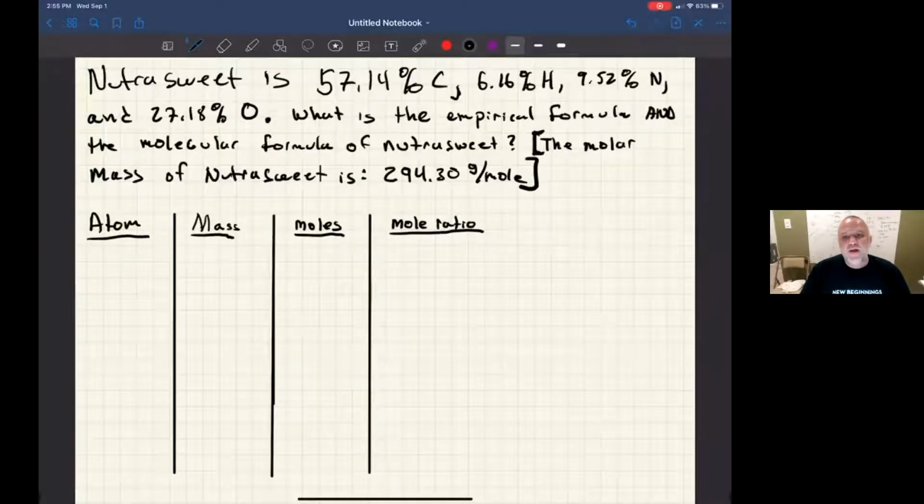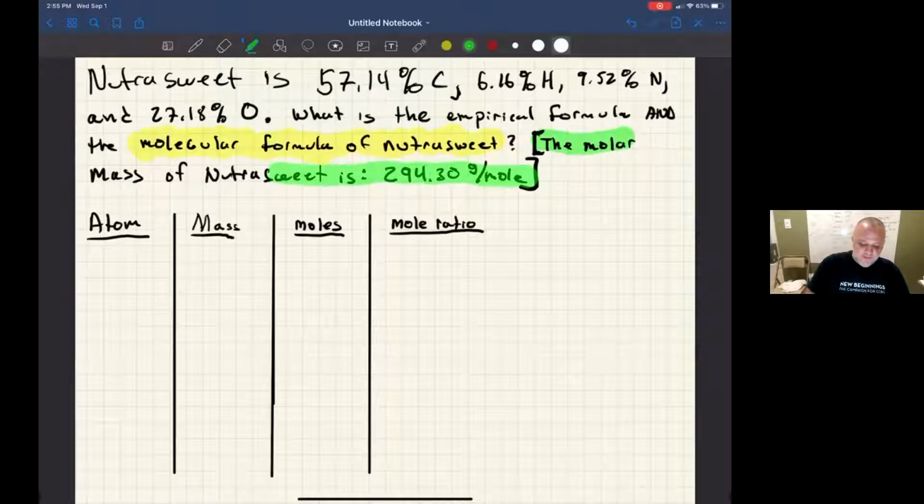All right, this is another problem where we're going to calculate the empirical formula, but in addition to asking for the empirical formula, this problem is asking for the molecular formula. So it wants you to calculate a molecular formula for NutraSweet. In order to do that, it gives you a hint. It gives you some information that you're going to use. With these types of problems, you have to have some additional piece of information to get the molecular formula, and it's typically the molar mass of the compound.